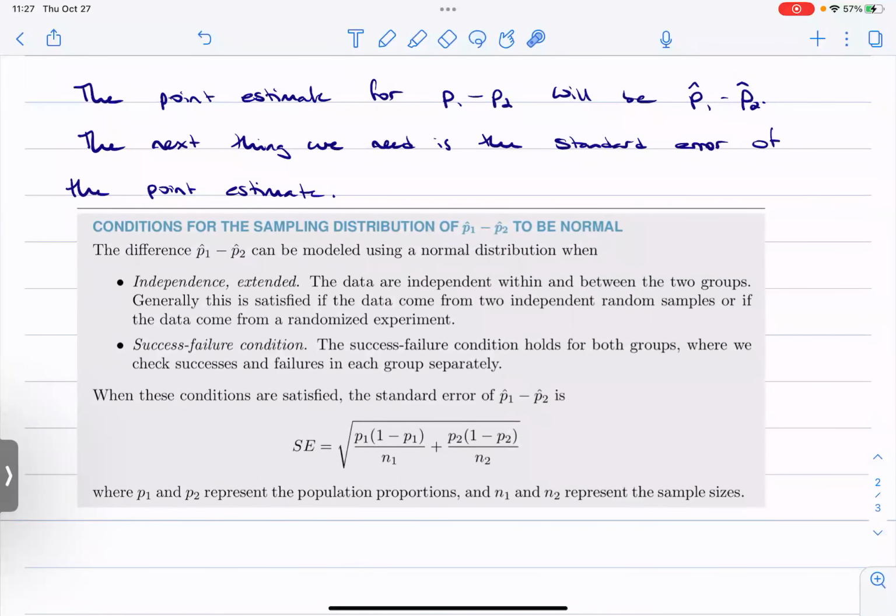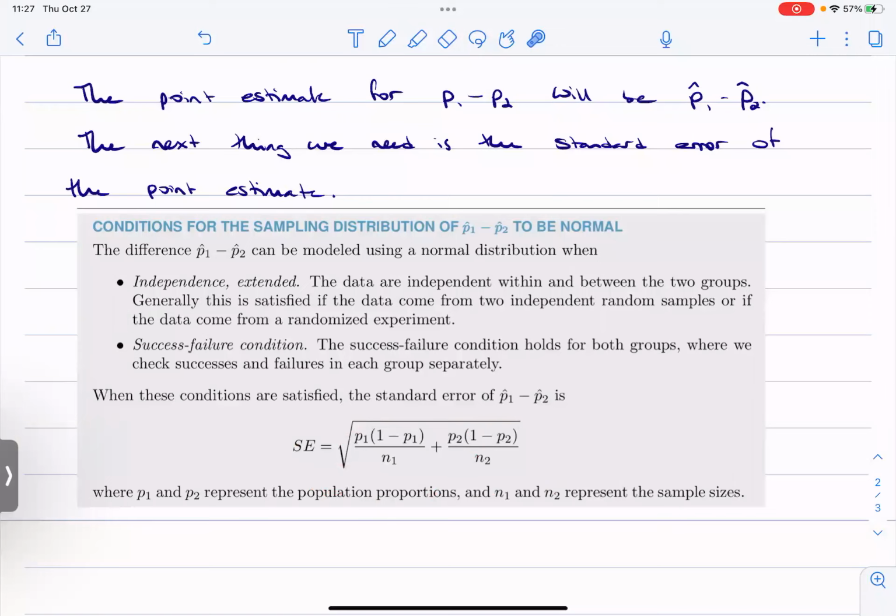Okay. Just like before, right? These conditions are the same, except now I have two samples. And so I need to do everything for both samples, right? And our goal again is to be able to use the normal distribution. And when these conditions are satisfied, then we'll know the standard error is this, right? So let's talk about the conditions and just kind of reassure ourselves that the conditions have not changed. We just need to apply the conditions to both samples now.